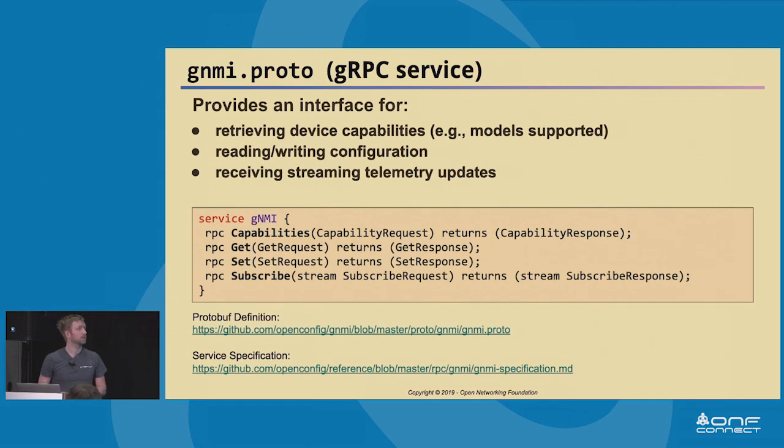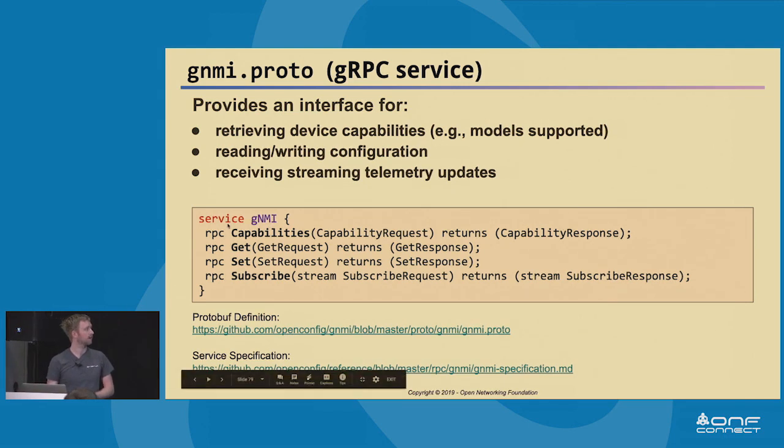So as we mentioned before, gNMI is a gRPC service that provides an ability to retrieve device capabilities. So what models do you support? This is similar to NETCONF. We can also read and write configuration using get and set. And then we can subscribe to streaming telemetry updates. So we have 4 RPCs: capabilities, get, set, and subscribe, that each have messages.